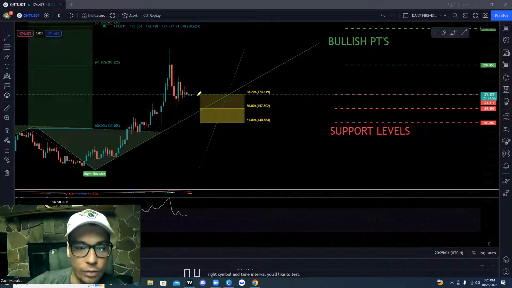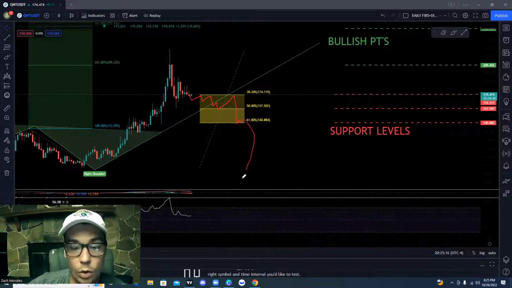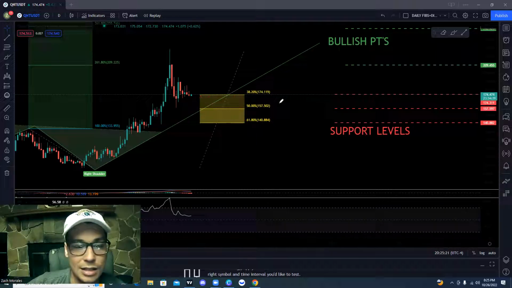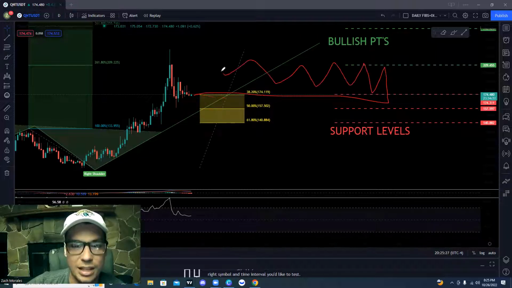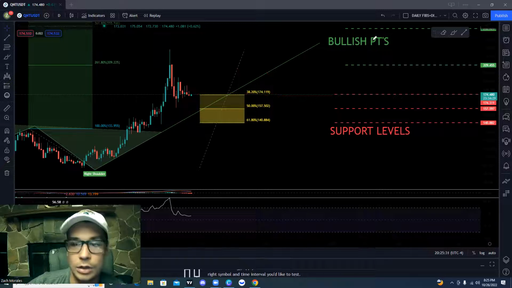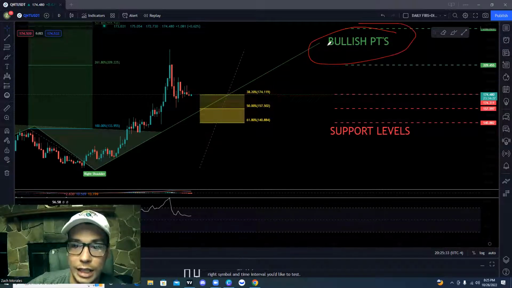But if we come down, and let's say that this resistance is just too strong, we come down, we bounce here, okay, get rejected again, come here. If we don't hold the 61.8, which is going to be right around 140, we're going to head back down. Okay, so keep that in mind. This is kind of what I would call no man's land right now, where we're just trading in between major support and major resistance. Okay, we're trading in between these major support levels and looking for the bullish price targets to the upside.